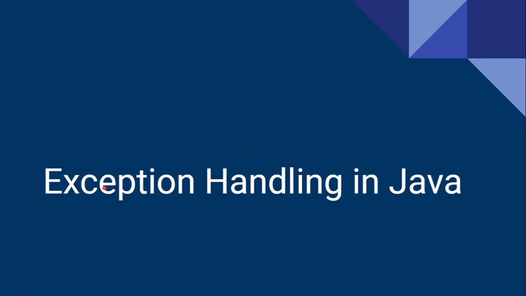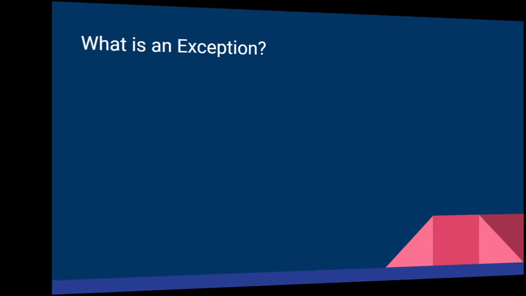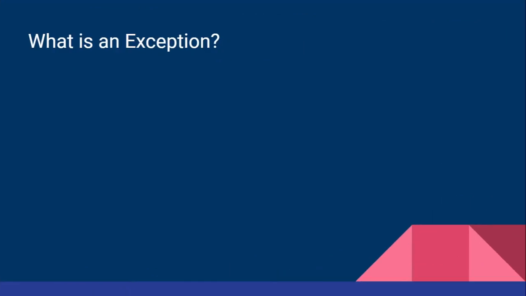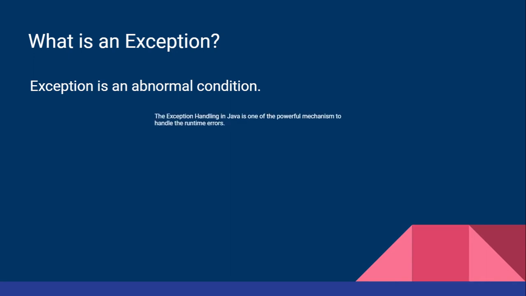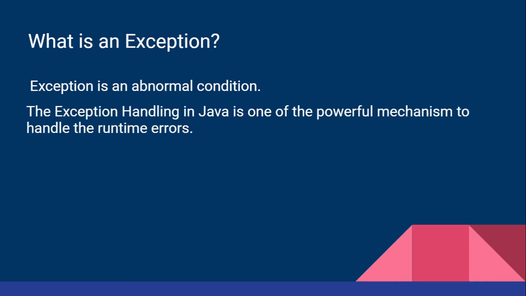Hello everyone, in this video we are going to see about exception handling in Java. Let us first see what is an exception. An exception is an abnormal condition in the execution of an application. Exception handling in Java is one of the most powerful mechanisms to handle runtime errors.